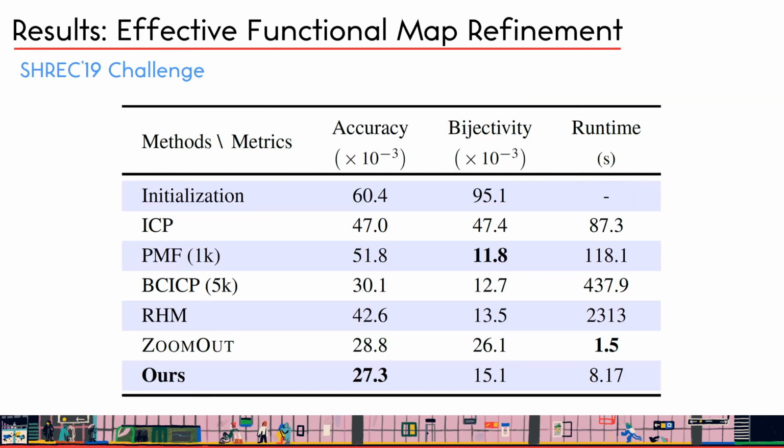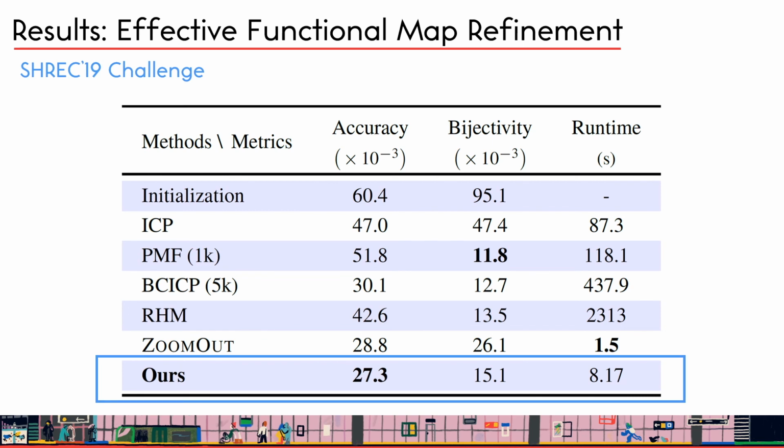The second application is a new refinement method that applies our discrete solver to a combined energy. We compare this new refinement method to other post-processing methods on the SHREC'19 challenge. The results show that our method achieves better accuracy and bijectivity than the best baseline, zoom-out, with comparable runtime.